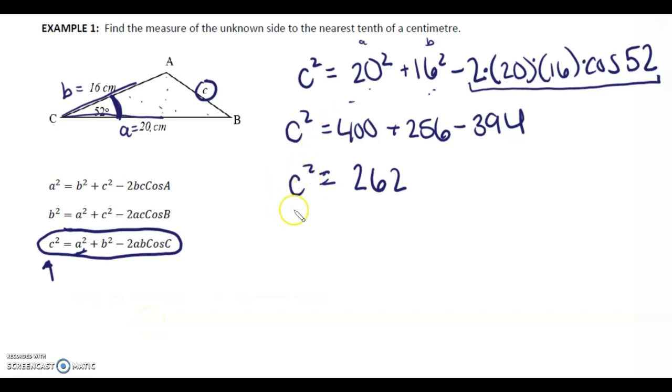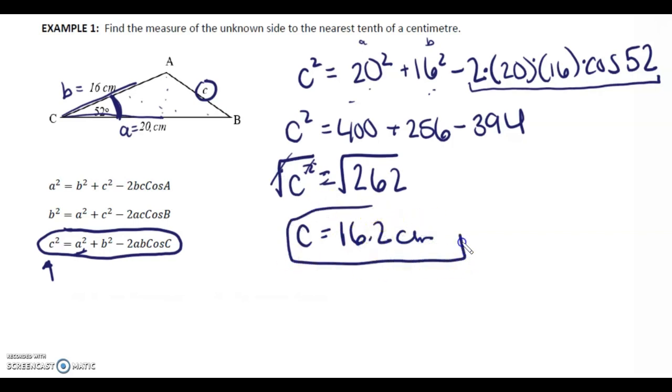So what we've done here is we've solved for C squared, but we want to solve just for C. So at the end, we have to square root both sides. By square rooting the left side, the square and the square root cancel out, and we get 16.2. And that's measured in centimeters.